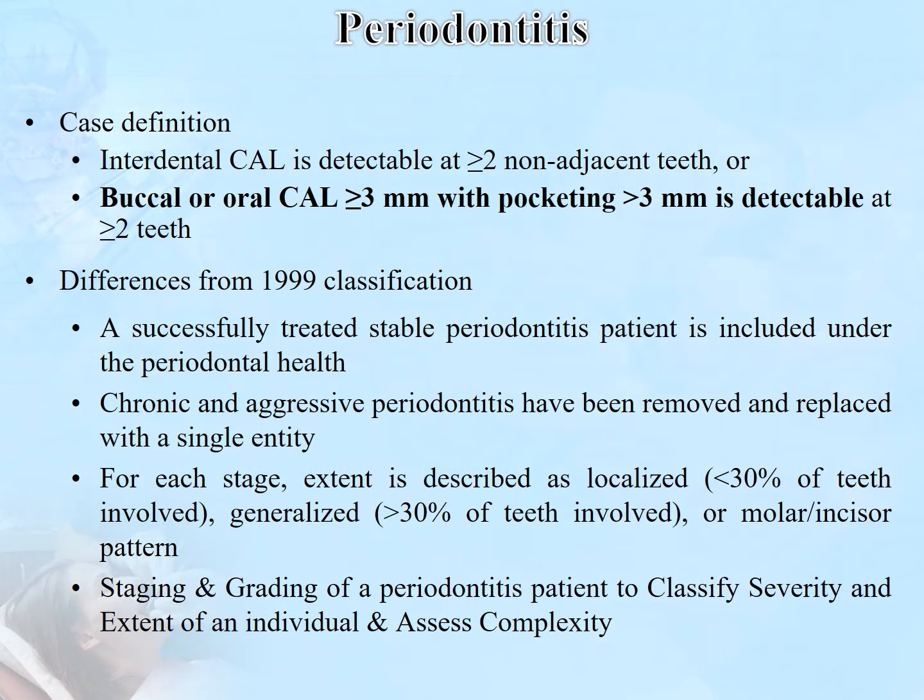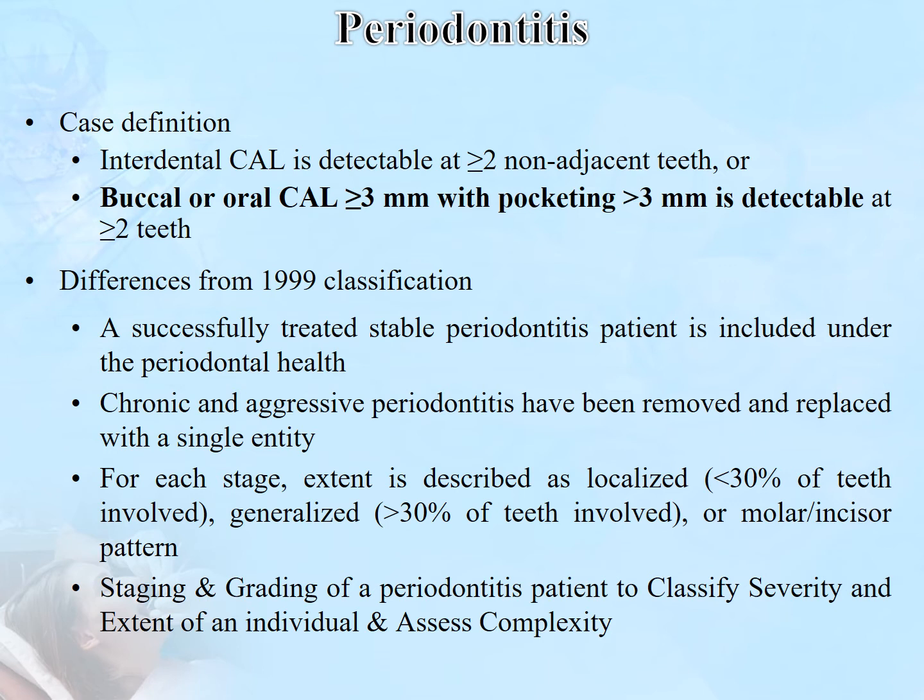All right. So next, coming on to the periodontitis classification based on the 2017 classification. I would like you to follow this particular classification. If you want to diagnose a particular area as periodontitis, then there should be an interdental clinical attachment loss which is detectable at more than 2 non-adjacent teeth. There should be a buccal or oral clinical attachment loss of more than 3 mm with pocketing of more than 3 mm detectable at at least 2 teeth.